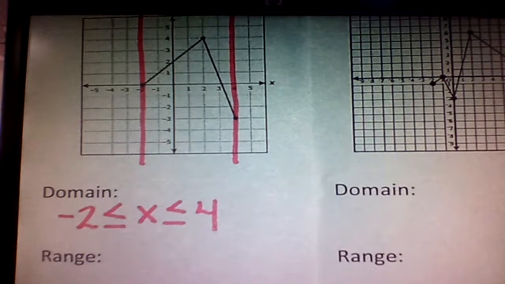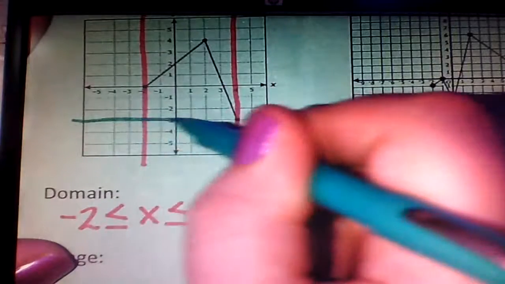Okay. So range. Range is how low to how high. So what's the lowest y value of my graph? -3. My graph goes clear down to here.